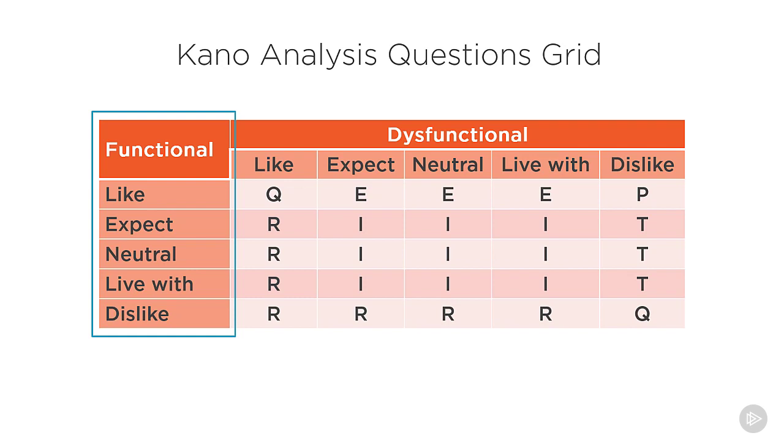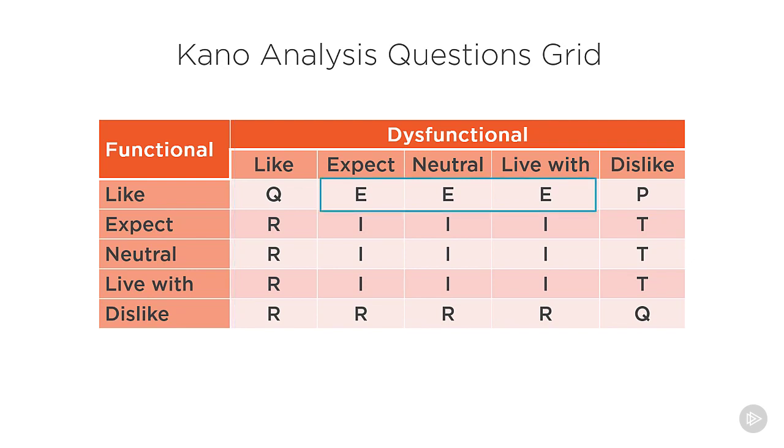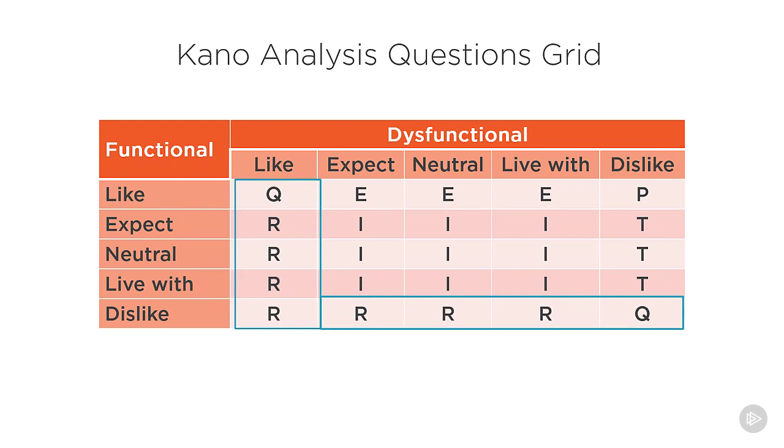So, what are the meanings of the values from the cells? E stands for excitement, P is performance, T threshold, while I represents indifferent. That is, it means it does not fit into one of the three categories. You'll notice that there are also Q and R cells. These are notions for questionable or reversed. The answer doesn't make sense.